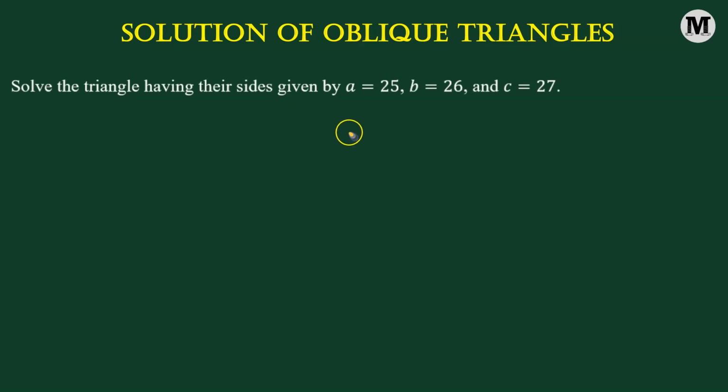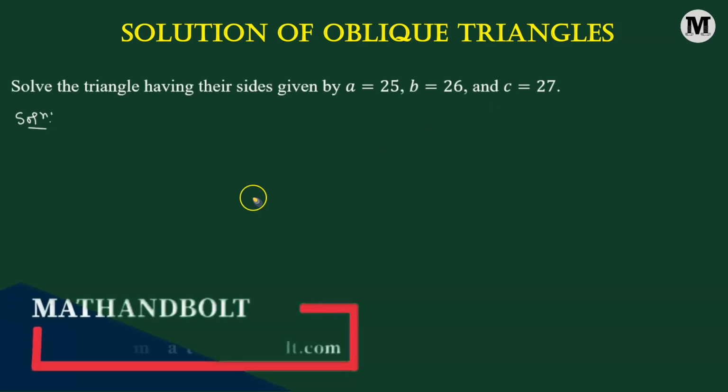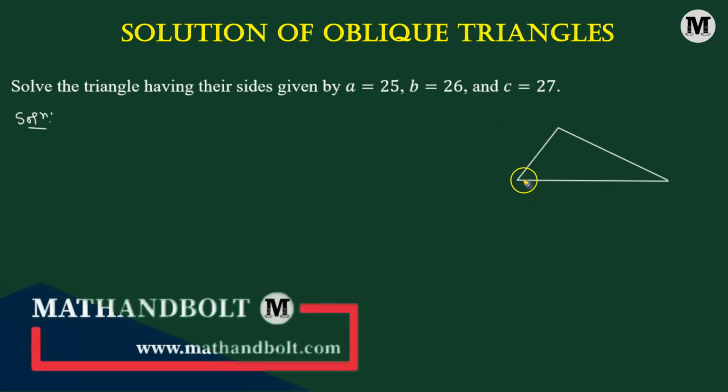Solve the triangles having the sides given by A is 25, B is 26, and C is 27. Okay, let us begin. Clearly, as we can observe here, A, B, C, these sides are not equal to each other, which means that it's an oblique triangle. Let's try to construct this triangle. So here we have an oblique triangle.